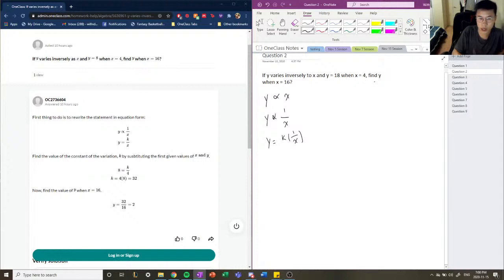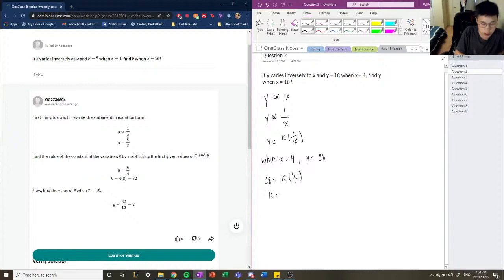And they're asking us to find what y is when x equals 16. Since we're given this first initial data point, when x equals 4, y equals 18, we can plug it into our general equation, okay? So we have our general equation here, and we're going to plug in y equals 18, and we're also going to plug in x equals 4, which is going to give us this, and we can solve for k.